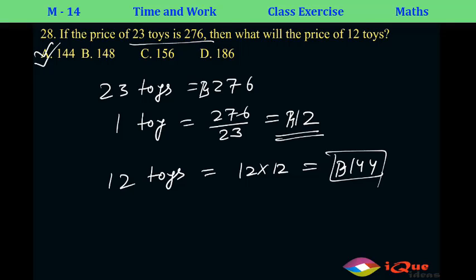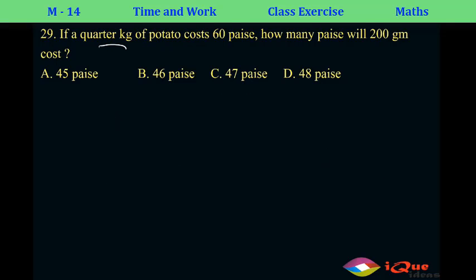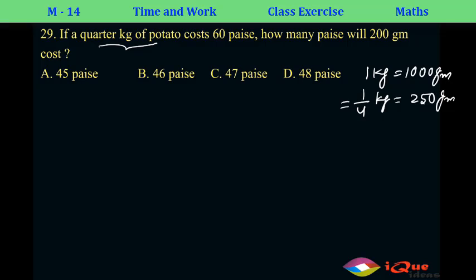Now the next one. Now this question says quarter kg. Now 1 kg is 1000 grams. Alright. Now 1 quarter means 1/4. So 1/4 kg is equal to 250 grams. 1000 by 4, that is 250 grams. Right. So here we have the price of 250 grams is given as 60 paisa.